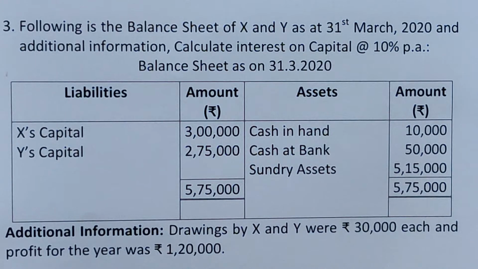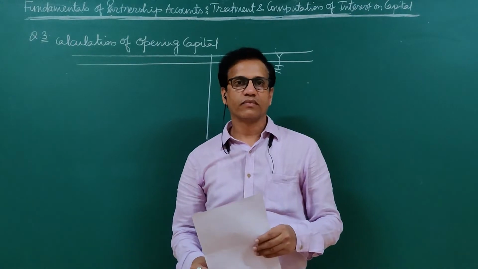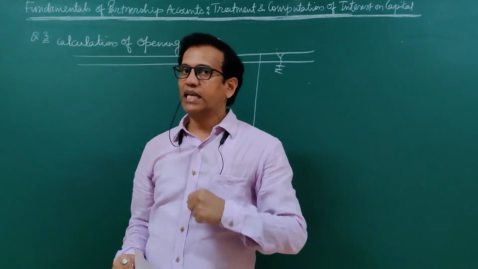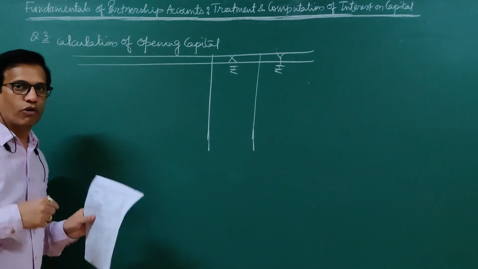So to calculate interest we have to convert them into opening capital. And the additional information given is drawings: drawings by X and Y were 30,000 rupees each and the profit for the year was 1,20,000 rupees. So here we have to calculate interest on capital, and to calculate it we require first the opening capital. So let's solve it. So in this question we require first the opening capital. So we will calculate opening capital, and the formula we have already discussed.